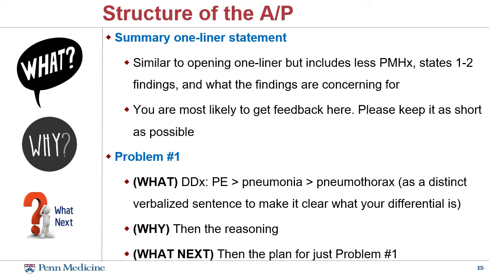So you are going to take the one-liner that you had at the beginning, you're going to condense the past medical history even more because you do not want a multi-sentence one-liner, and you're going to state 1 to 2 things that you found and what the findings are concerning for. So please try to keep this as short as possible.